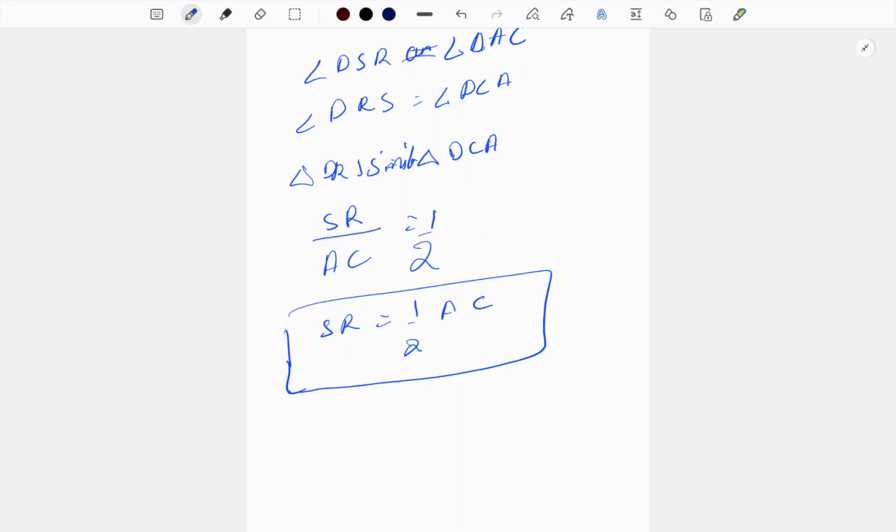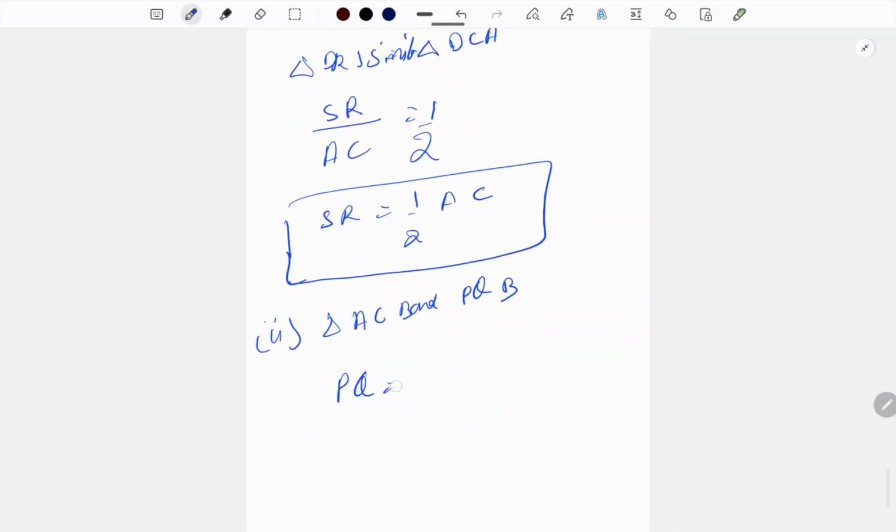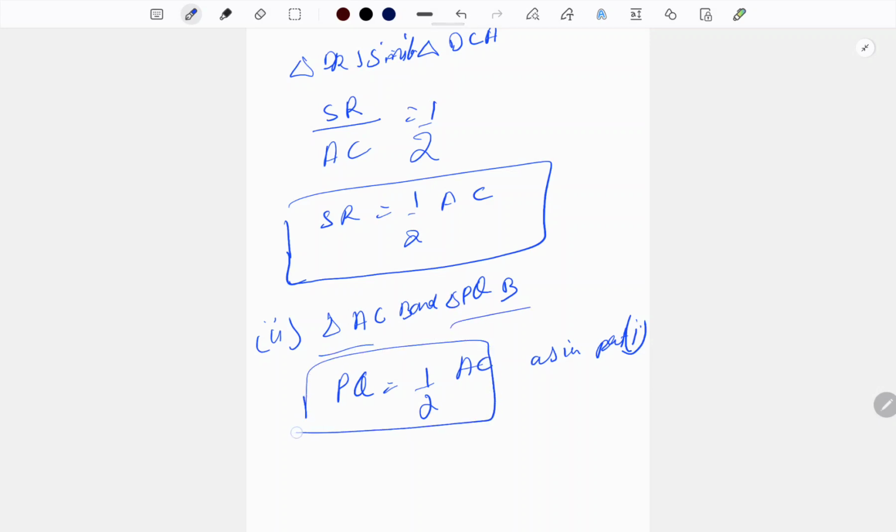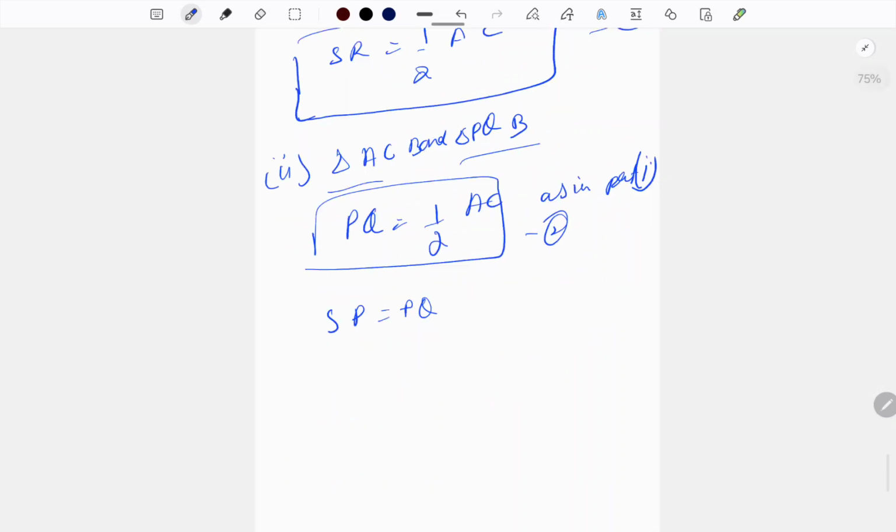Again, yes, second part also, if we take triangle ACB and triangle PQB, we will end up proving PQ is half of AC as in part 1. This is your homework. What you have to do again, you have to prove similarity of two triangles, triangle ACB and triangle PQB, and then you will get the same. And from equation 1 and 2 we can say SR is equal to PQ. This is the second part proof.